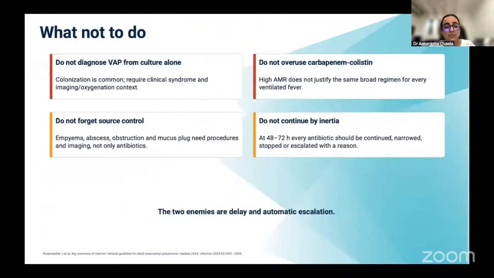What you should not do. Do not diagnose VAP from culture alone. Do not overuse carbapenem and colistin because we have high antimicrobial resistance. Do not forget source control. Just cultures and antibiotics is not going to treat your patient if you don't achieve that source control. And do not continue beyond 48 to 72 hours when you can see that the patient is getting better. Your AST is showing you appropriate results, which is telling you that you can de-escalate.